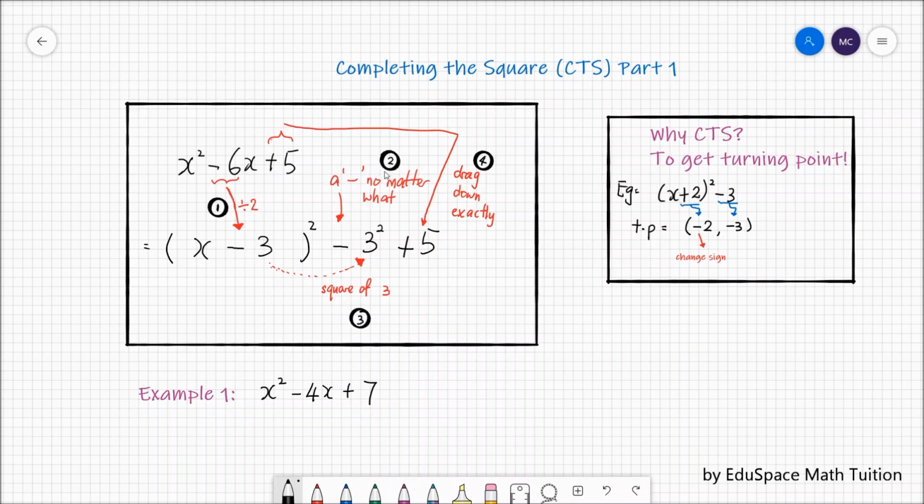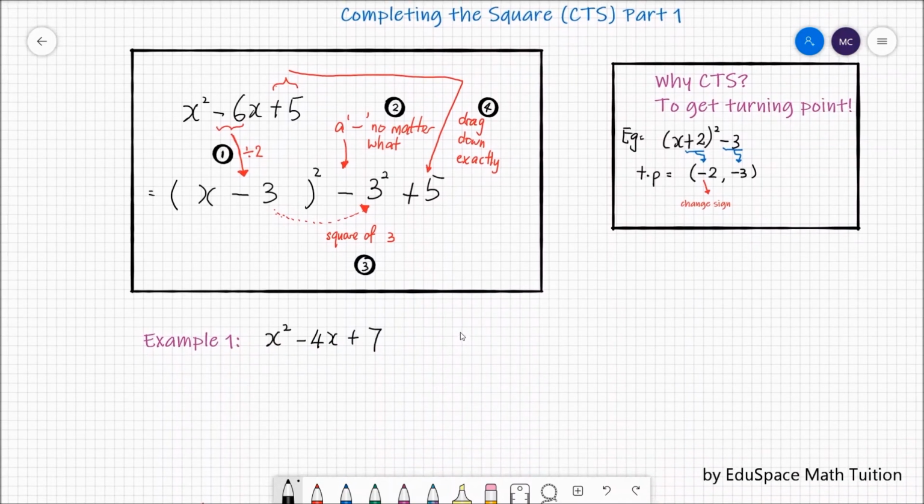Second step, we must put a negative here. No matter what value you see, this must be a negative. And then we are going to have this value squared, so you will have 3 squared here, and that will be your step number 3. Finally, step number 4, you are just going to drag down the final constant term of positive 5 completely down here. It will be a positive 5. And then you just have to simplify the whole thing. You will get a completing the square form.